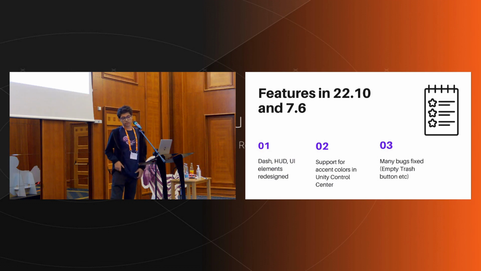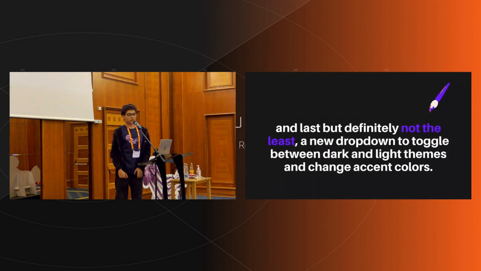So the changes include the dash, hud, and other UI elements being redesigned with a much flatter and modern appearance. And then support for accent colors was added to Unity Control Center, and many other bugs such as the theme list being empty were also fixed in Unity Control Center. And then other bugs such as the empty trash button not working were also fixed. And then a new drop-down to toggle between dark and light themes and change accent colors was also added to the panel.